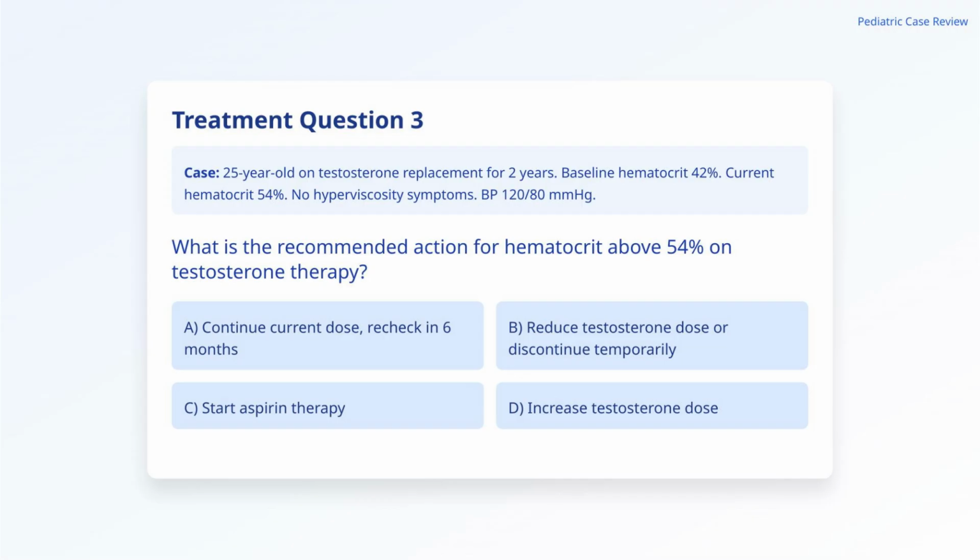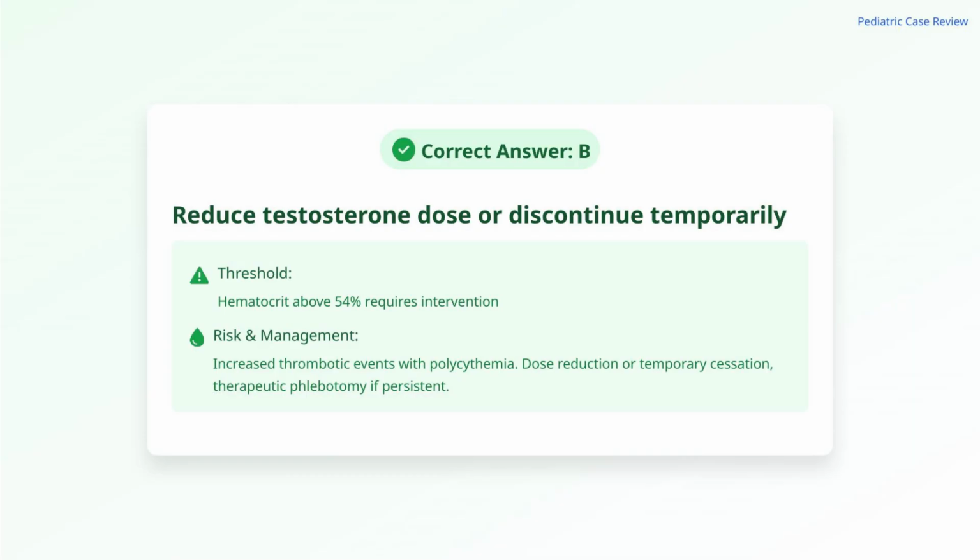Option A: continue current dose, recheck in 6 months. Option B: reduce testosterone dose or discontinue temporarily. Option C: start aspirin therapy. Option D: increase testosterone dose. The correct answer is B: reduce testosterone dose or discontinue temporarily.